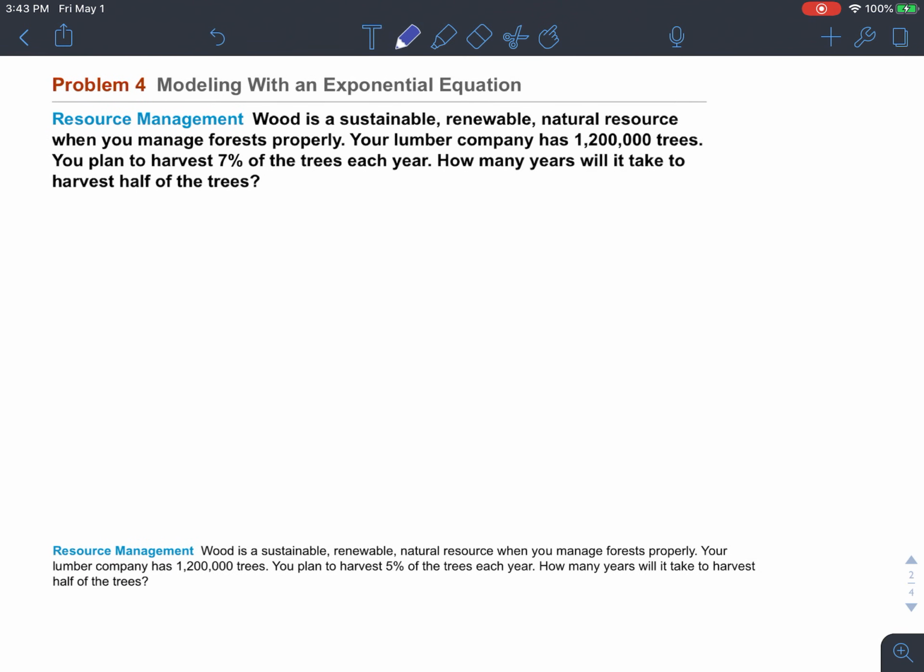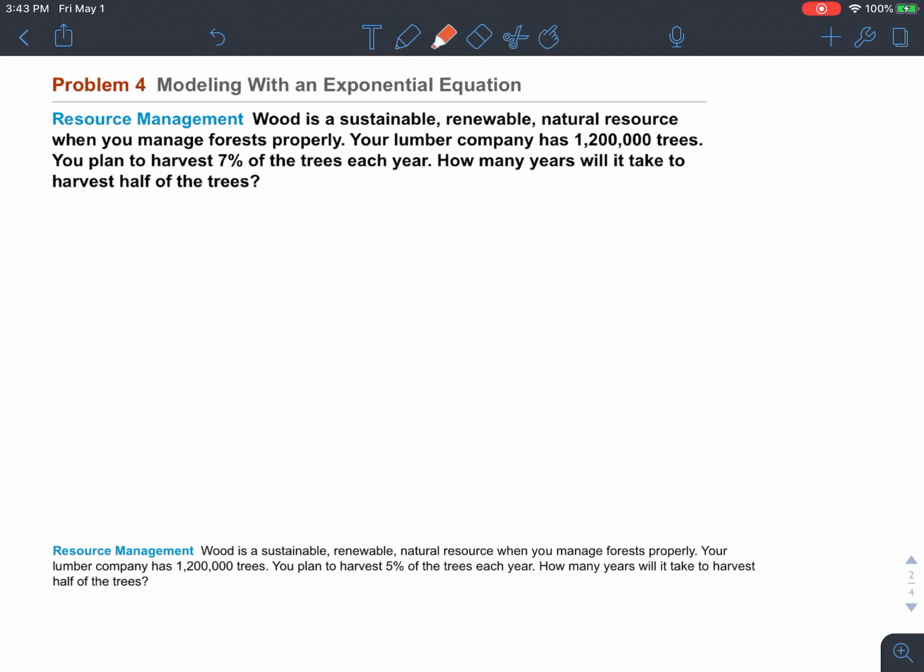What is a sustainable, renewable, natural resource when you manage forests properly? Your lumber company has 1,200,000 trees. You plan to harvest 7% of the trees each year. How many years will it take to harvest half the trees?